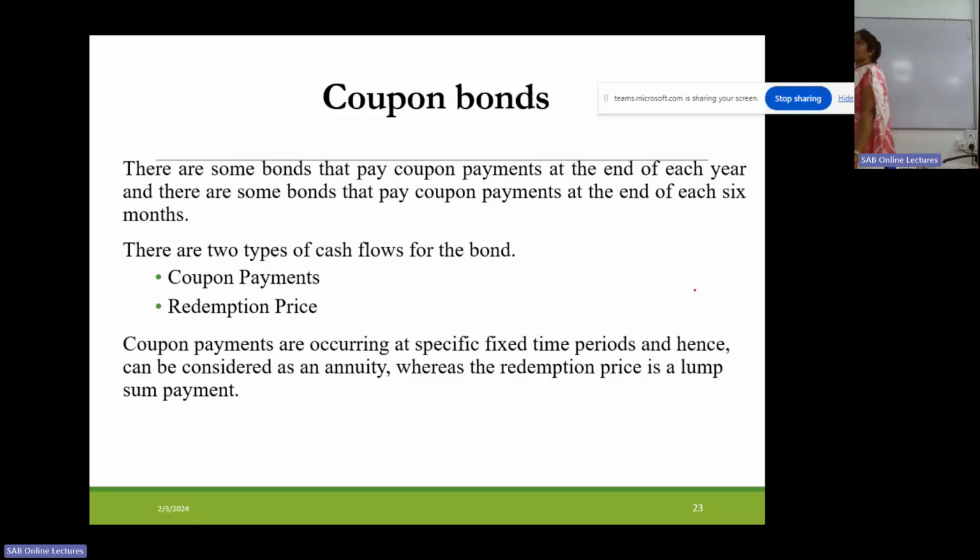So there are two types of cash flow in coupon bonds. One is the coupon payment, the other one is the redemption or the maturity payment. Coupon payments occur at a specified fixed time period, so we consider it as an annuity. But the redemption price occurs at maturity, so that is a single lump sum payment. Coupon is an annuity, redemption price is a single lump sum payment.